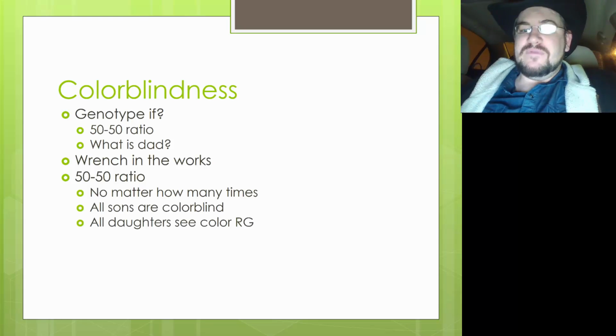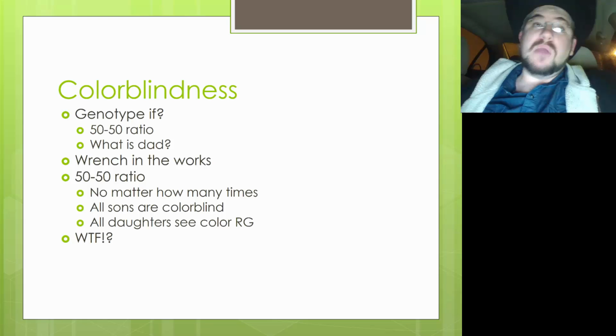Here's where it gets even more fun. All daughters have color vision. They can see red and green. And all sons are colorblind. So what is happening here, right? That's weird. Well, remember where we are.